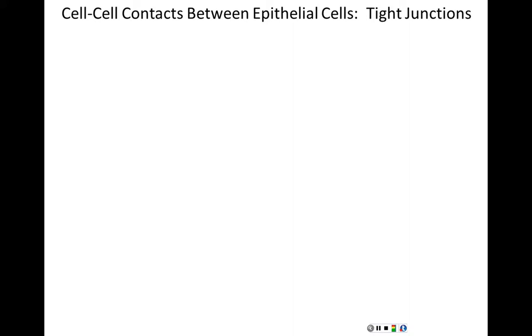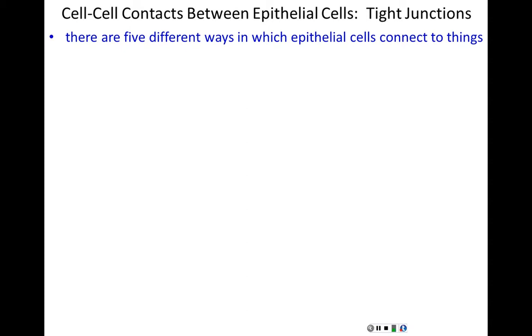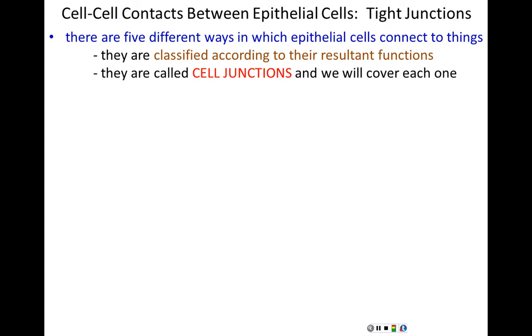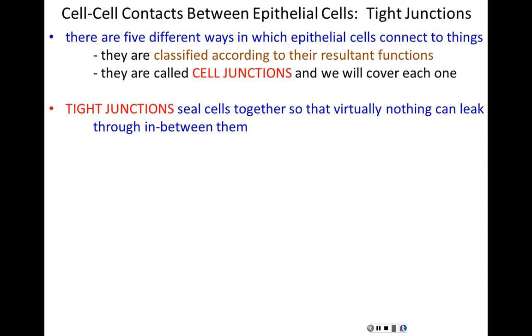Please remember that the ECM plays a relatively minor role in epithelial cell sheets. It's really interactions between the cells directly that gives epithelial sheets their durability. There are five different ways in which epithelial cells can connect to things, most typically each other. They're classified according to the functions that result from these contacts. They're all called cell junctions, so they fall under that broad category, and then we'll cover each one individually here. First, starting with tight junctions.